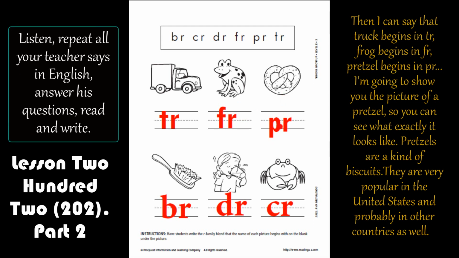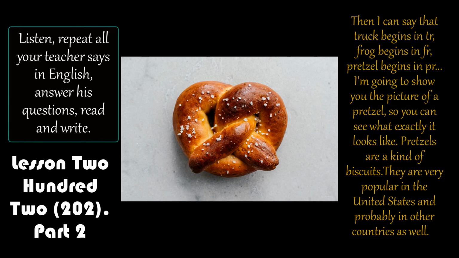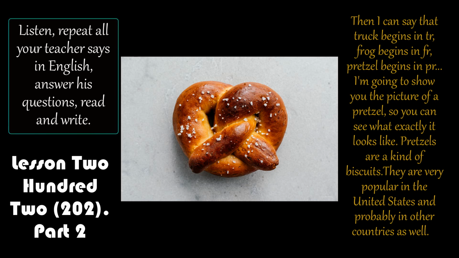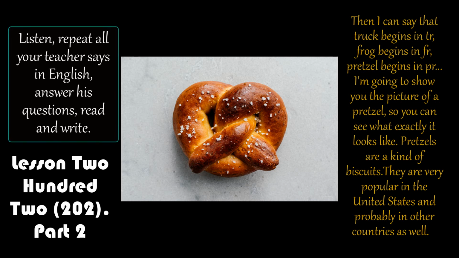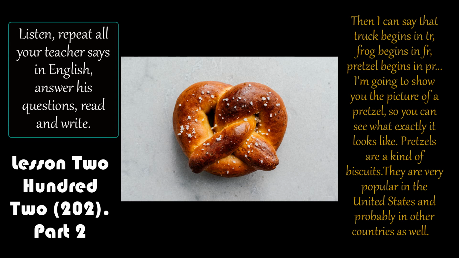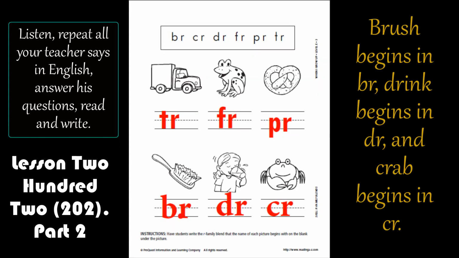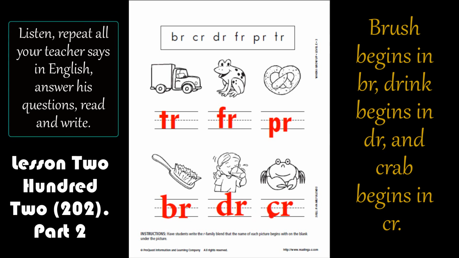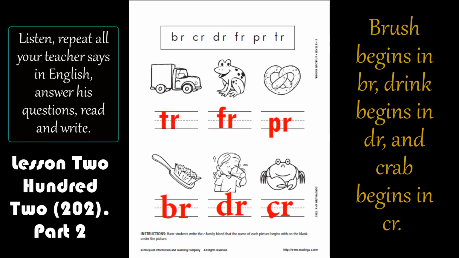I'm gonna show you the picture of a pretzel so you can see what exactly it looks like. Pretzels are a kind of biscuits. They are very popular in the United States and probably in other countries as well. Brush begins in BR, drink begins in DR, and crab begins in CR.